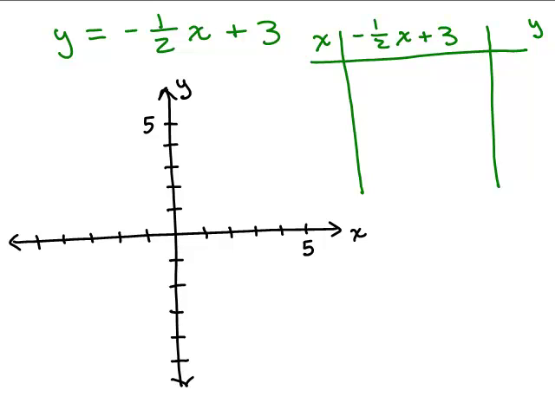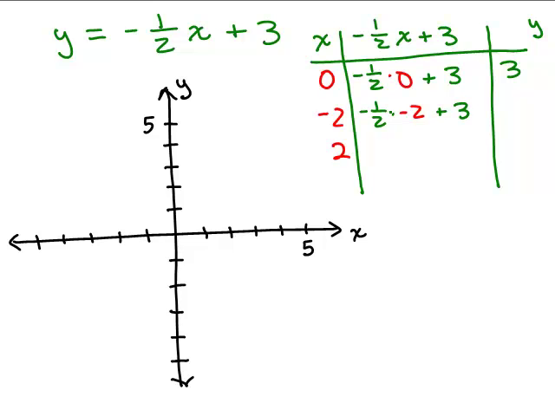Now we want to pick convenient values of x. Notice that it's a fraction times x, so it makes sense that we would want to plug in multiples of 2. And 0 is always easy to plug in. So how about plugging in 0, -2, and +2 for x? So we've got -1/2 times 0 plus 3, which means the y value will be 3. We've got -1/2 times -2 plus 3. All right, so what will this be?